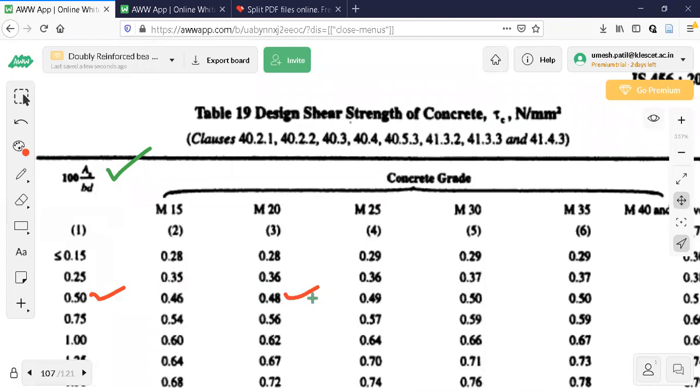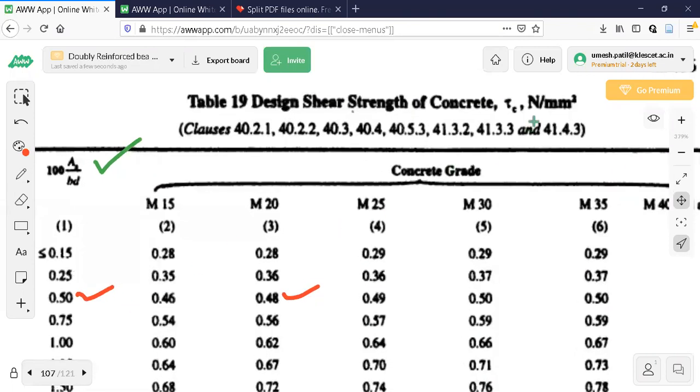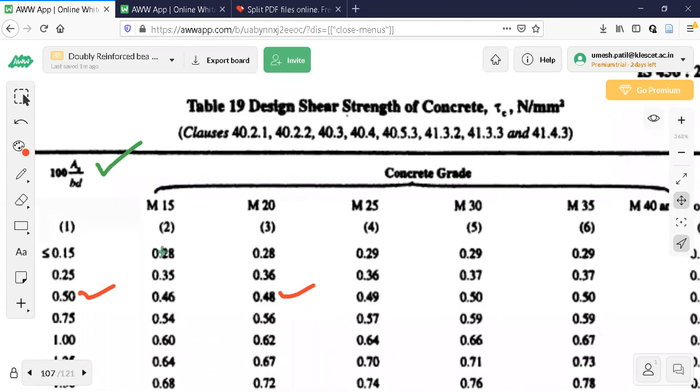Okay, then how do you find VUC? From this I should find VUC. First one out of 3 calculations, VUC, VUS1 and all that. So after finding tau C, which is 0.48 for the given problem, I will multiply by the area of cross section. 0.48 into 230 into 450. If I do this much, I am getting VUC. That is the end of it.